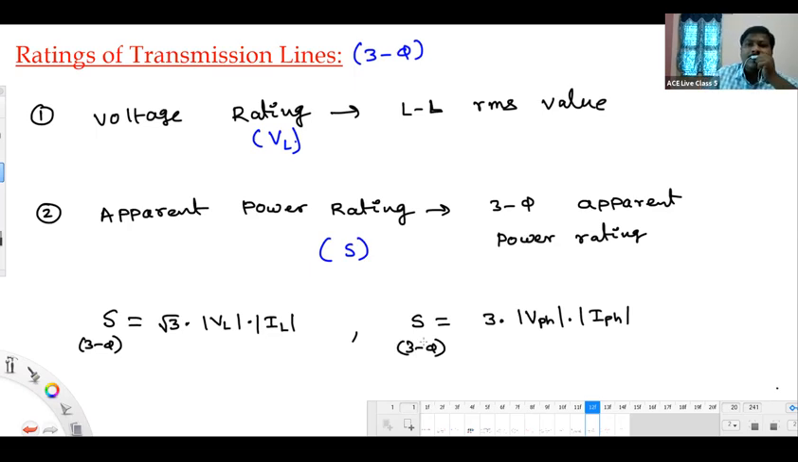Okay, three-phase apparent power is root 3 into line to line voltage into line current. Else you can write 3 into phase voltage magnitude into phase current magnitude. Like that also you can write. Okay, let me continue with this. Can you please tell me what is the current rating of the transmission line from this?